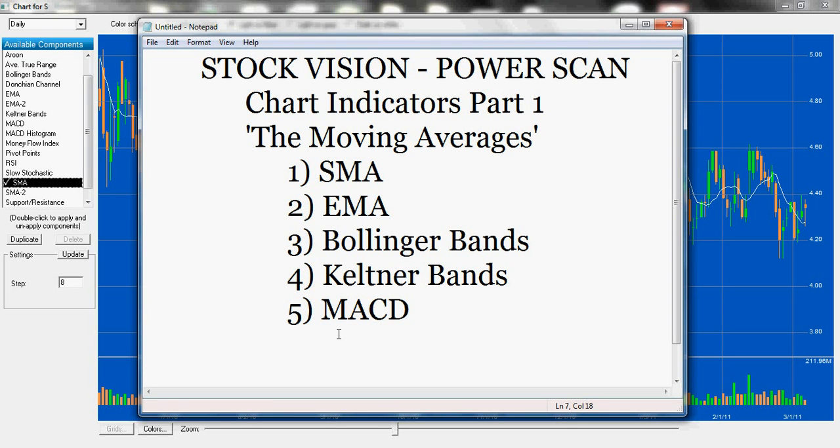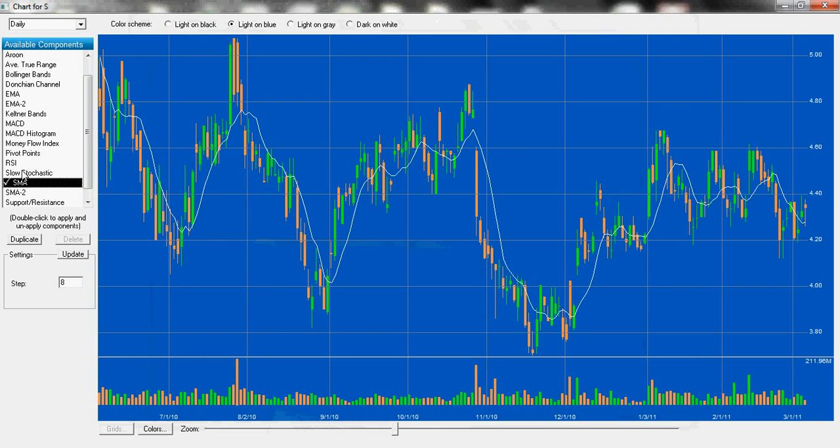So this is Stock Vision PowerScan Chart Indicators Part 1, the moving averages. SMA, EMA, Bollinger Bands, Keltner Bands, and MACD are all chart indicators based on moving averages. So let's look at SMA.